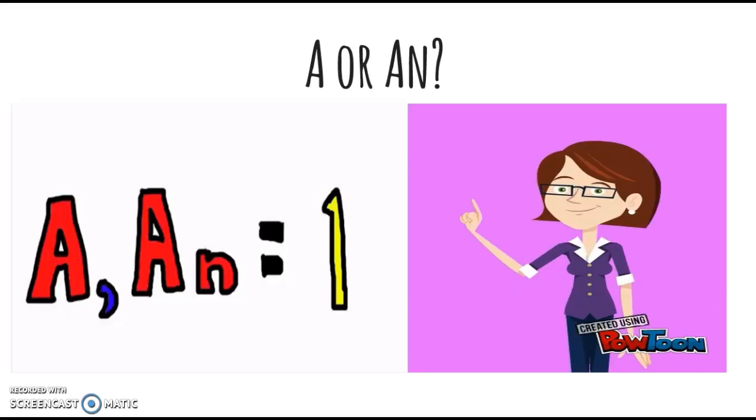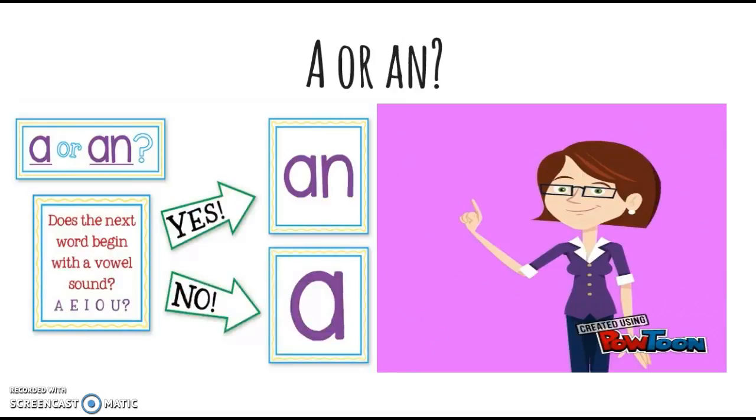Now let's move on. A or an? Well, a and an always means that it's just 1. But when do we use a or an? Well, we know if the next word begins with a vowel, that is A, E, I, O, U, we use an. And if it's a consonant, we have to use a.